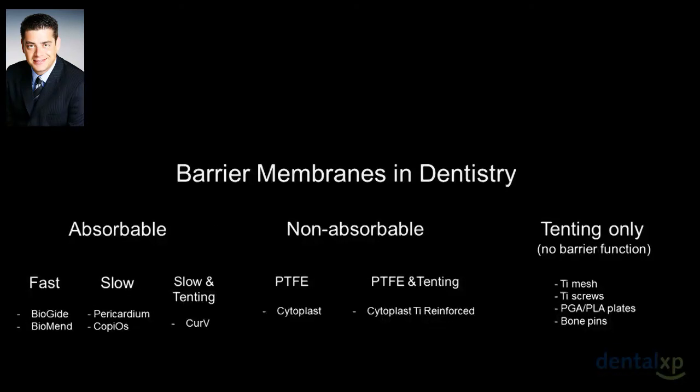We also use membranes as a method to separate the soft tissue from the wound, and we can classify them in either absorbable or non-absorbable. Absorbable membranes can be divided into fast and slow resorbing.